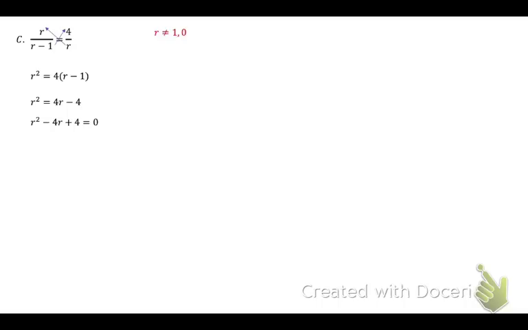Because whenever you have a squared term, you have to get everything to one side and factor that down. So now we're going to factor that. That factors to r minus 2 and r minus 2. So r equals positive 2, because you set both of those equal to 0. r equals positive 2.